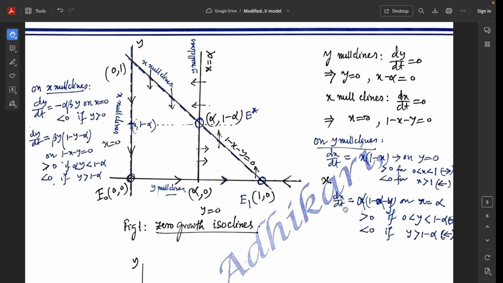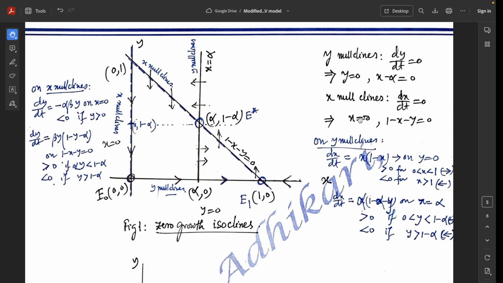and dx is negative for the null line x equal to alpha when y is greater than 1 minus alpha. So for this part, y greater than 1 minus alpha, there is a left-handed arrow, showing the horizontal component of the velocity on this y-null line x equal to alpha. Similarly, on the x-null lines, meaning dx dt equal to 0, where the horizontal component of velocity is 0, the x-null lines are x equal to 0 and 1 minus x minus y equal to 0.